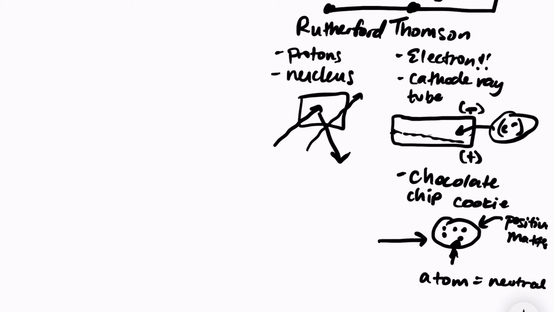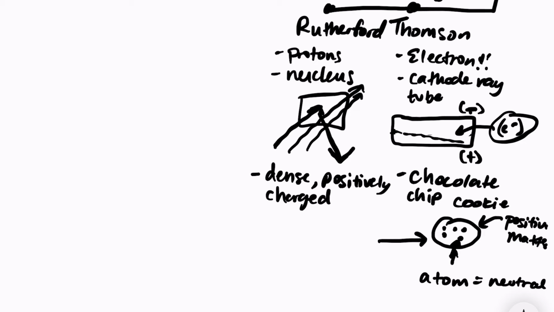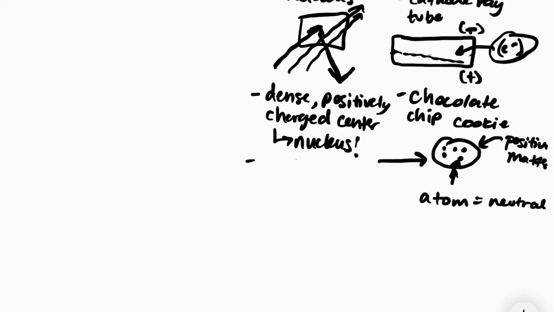Maybe the atom is actually mostly full of empty space, because most of these particles went through the gold, but a handful of them, a significant enough amount of them, were deflected back towards where they were shot from. So that must mean that there's a dense, positively charged center in the atom, which is called the nucleus. And the nucleus is filled with positively charged particles called protons. So Rutherford changed the atomic model quite a bit.